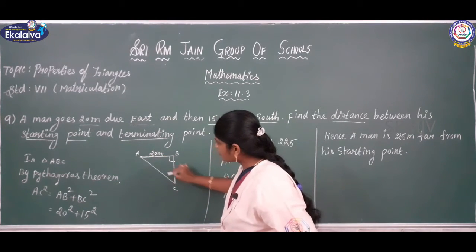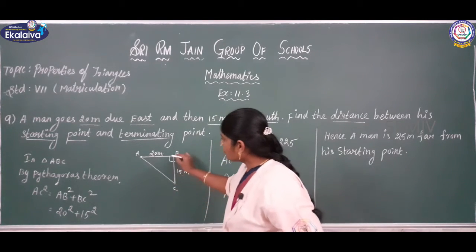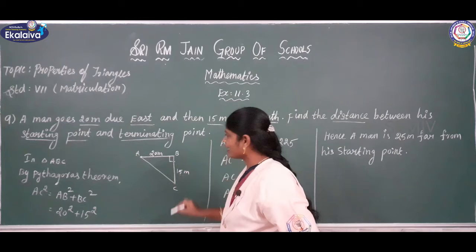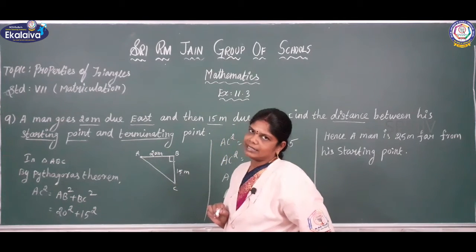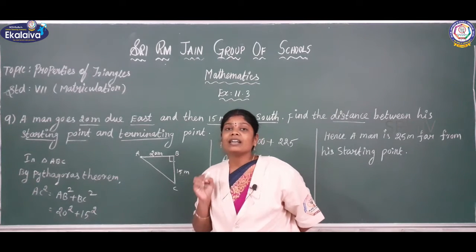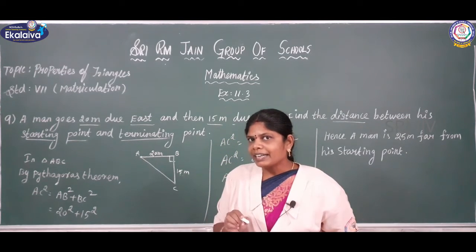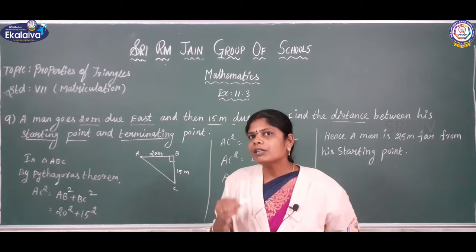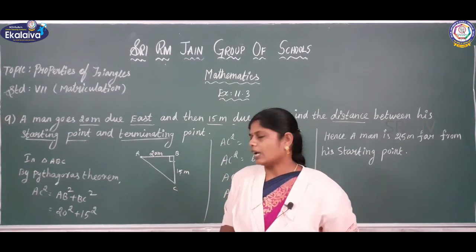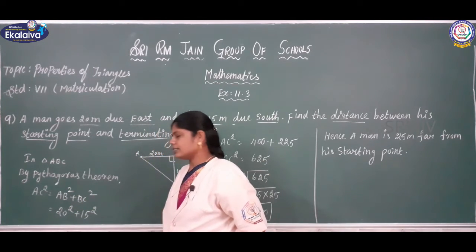So if you join this, the man is walking in a perpendicular path. Perpendicular path means this is a right triangle we are getting here. So we need to find out the length of AC. Here we are using the Pythagoras theorem. What is Pythagoras theorem, children? In a right angle triangle, the square of the hypotenuse is equal to the sum of the squares of the other two sides. So AC square equal to AB square plus BC square.